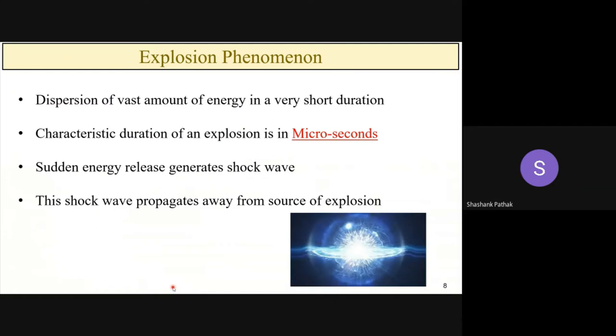Now, in explosion phenomena, as I have already discussed, there is a dispersion of a very huge amount of energy in a very short duration. Generally, the duration of an explosion is very small. Usually it is less than a second. Here, I have written in microseconds, but it can be 1000 microseconds, 10,000 microseconds also, which is of the order of milliseconds. So generally you will see explosion loads have a very small duration. That's why they create an impact phenomenon, a shock phenomenon. There is a sudden release of energy which generates shock waves. Shock waves move outward from the center of the explosion, as you see here, and they affect all the structures that come in the way of the propagating waves. So that is the explosion phenomenon that is happening.